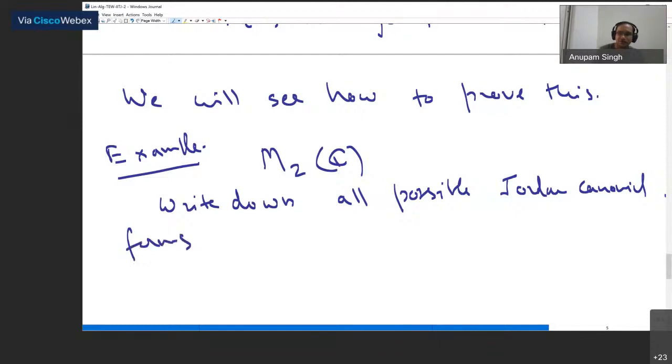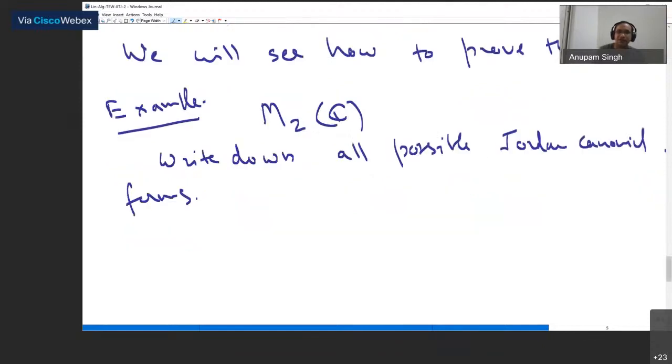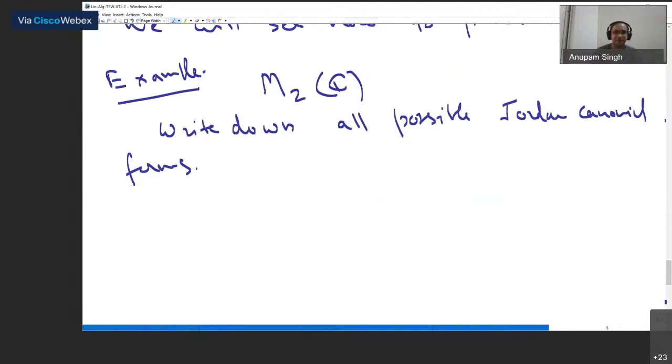Right. That means they will give a representative for each of the similarity classes here. Okay, so how do I apply that theorem? I have n equal to 2, so first of all I write the possible partitions of 2. Partitions of 2 are 1 plus 1, and another partition, which is simply 2. But remember, for each part of the partition, I have to take a partition again, right?